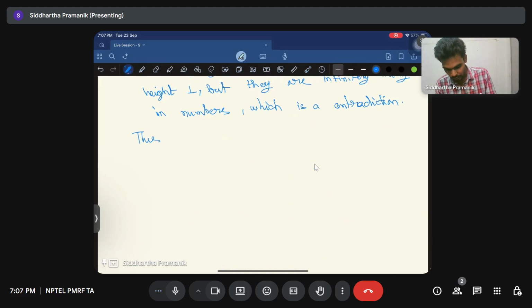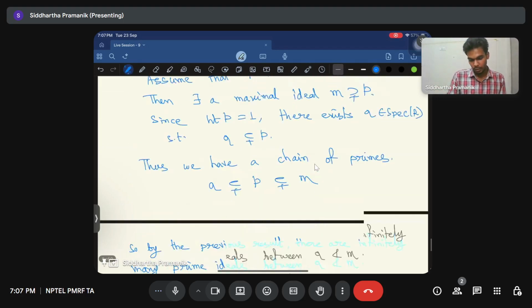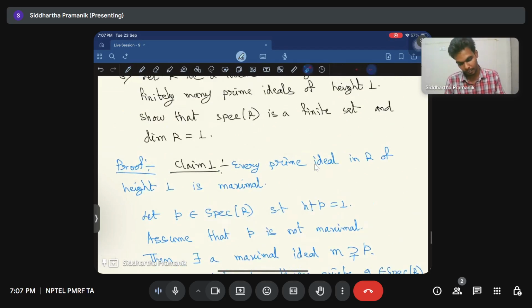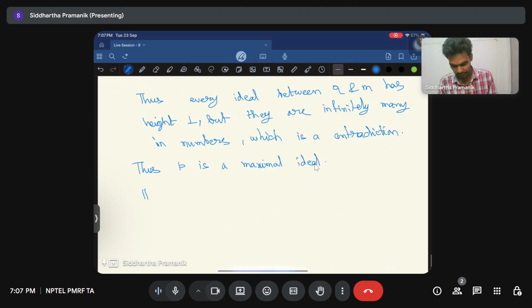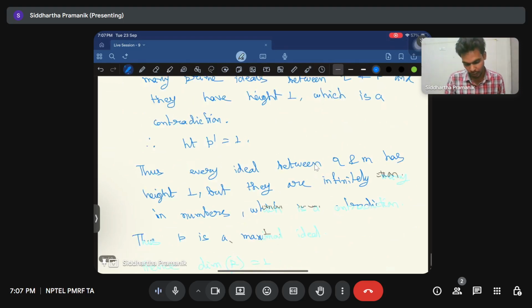Thus, P is a maximal ideal. So every prime ideal of height 1 is maximal. So dimension is equal to 1. Hence, dimension of R is equal to 1. So one part we have proved.